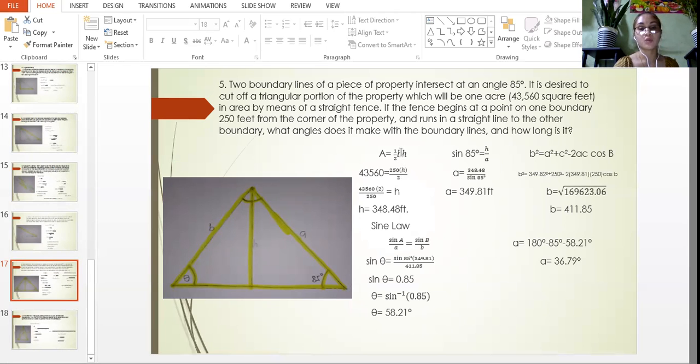So A is equals to 1/2 bh, then 43,560 is equals to 250 times height over 2. So 43,560 times 2 over 250 is equals to h. So h is equals to 348.48 feet.